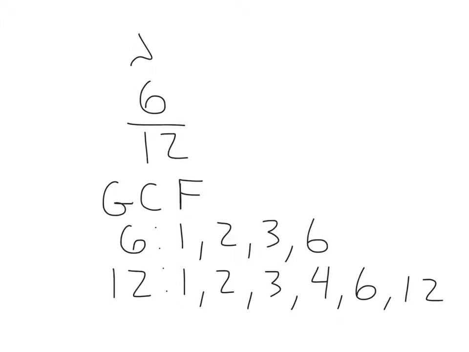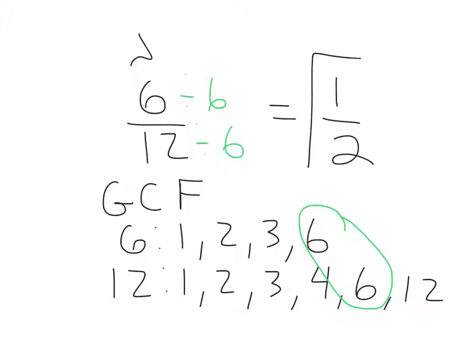So what I need to do now is figure out which factor both 6 and 12 have in common that is the greatest. So we see that that number is going to be 6. So in order to reduce 6 over 12, I'm going to divide both 6 and 12 by 6, which will then give me 1/2. 1/2 is 6 over 12 in lowest terms or completely reduced.